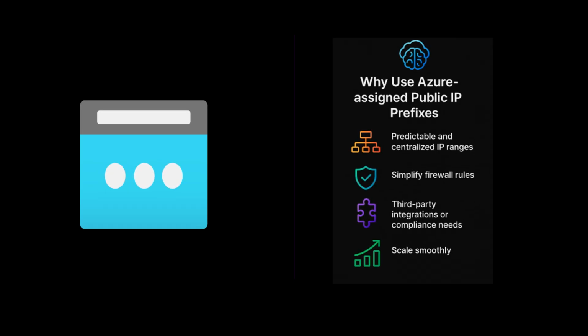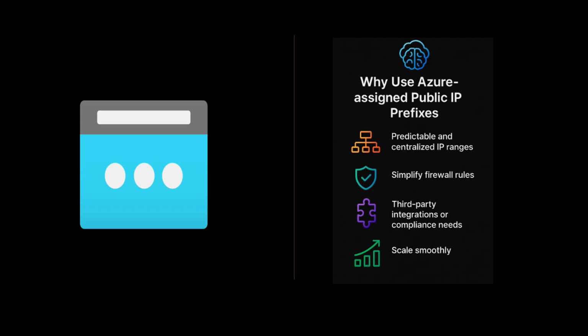When you need reliable and scalable public IP management in Azure, using Azure assigned public IP prefixes is a smart choice. These prefixes give you a predictable and centralized block of IP addresses that you can assign to your applications, firewalls, and load balancers, making your network easier to manage. Instead of tracking individual IPs, you can simplify firewall rules using CIDR-based filtering, which keeps things cleaner and more efficient.